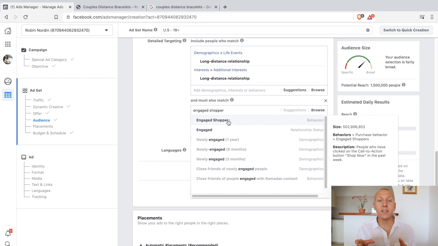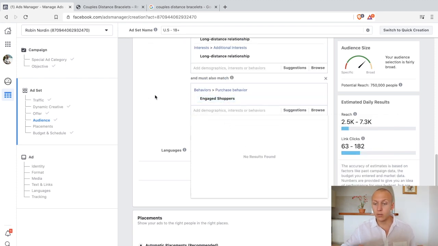And I think that this is one of the most powerful behaviors you can add when you're doing your ads, you're trying to sell something. So by adding this one, we go from 1.5 million to 750,000, okay?